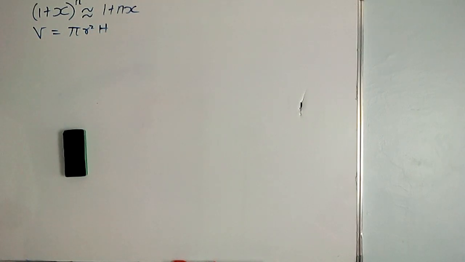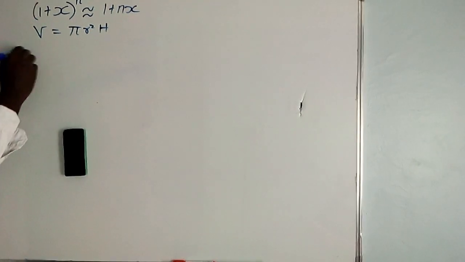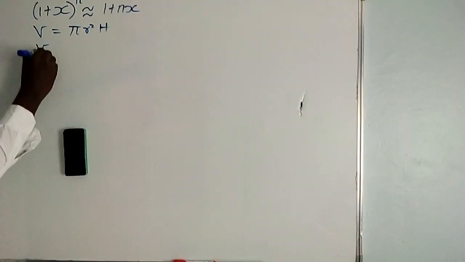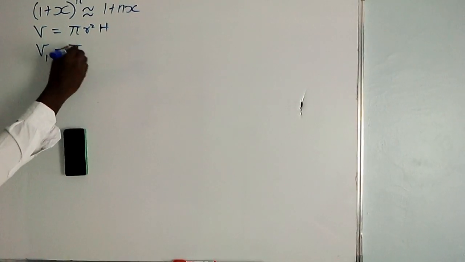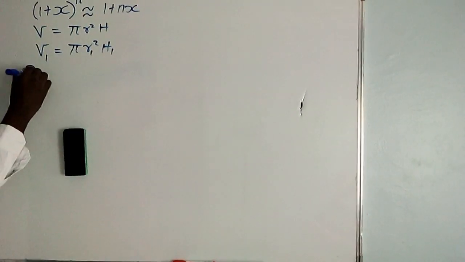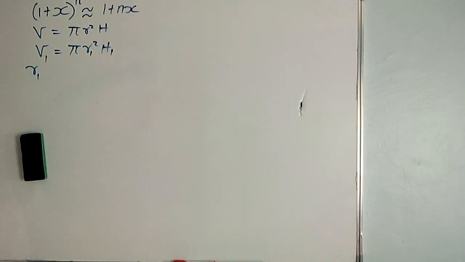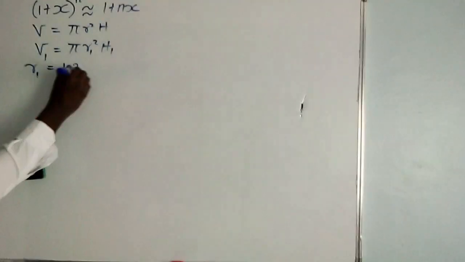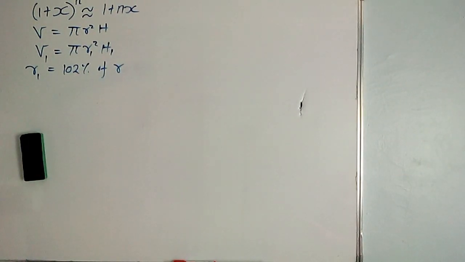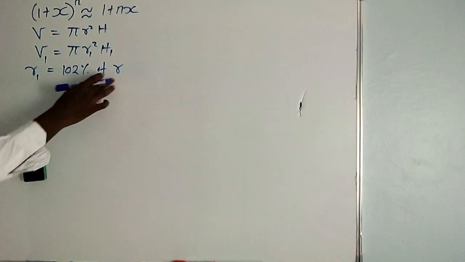Then you've been told the radius has changed, isn't it? Because you need the new volume, you start with the new radius. The new radius, you can say the new radius R1, is what? You've been told the radius increases by 2%, meaning the new radius is 102% of the old radius. Because the radius has increased by 2%, and this is what that implies.